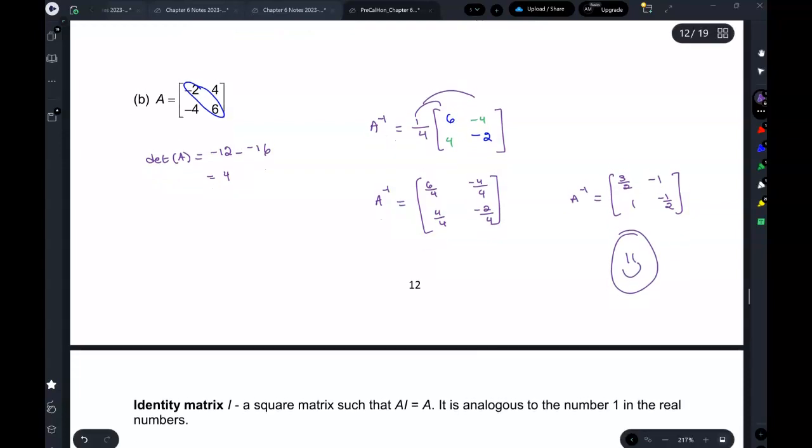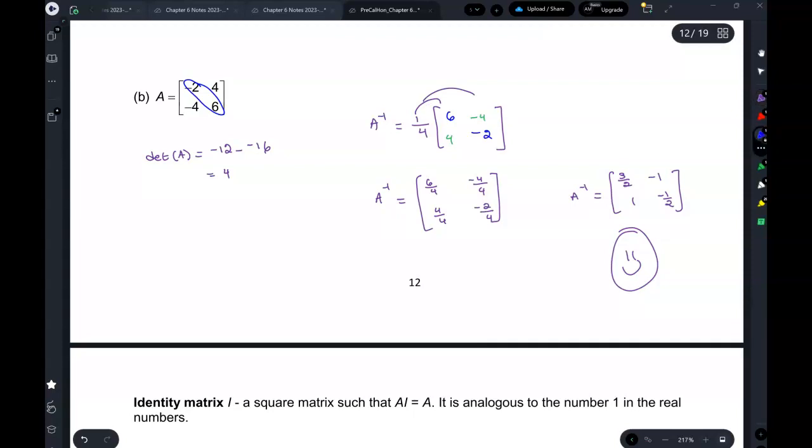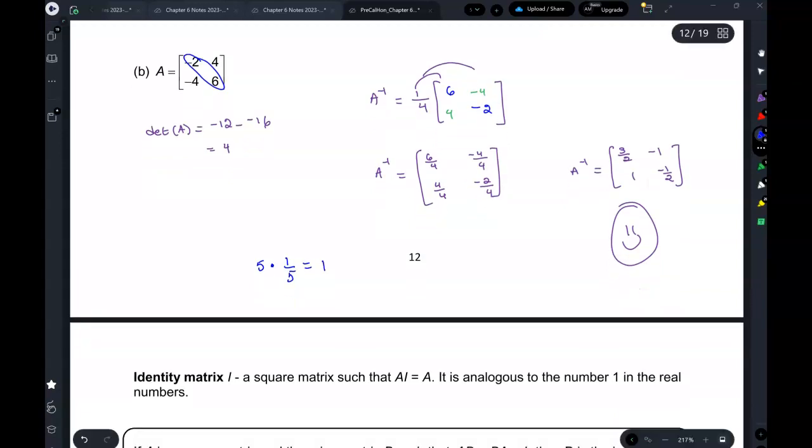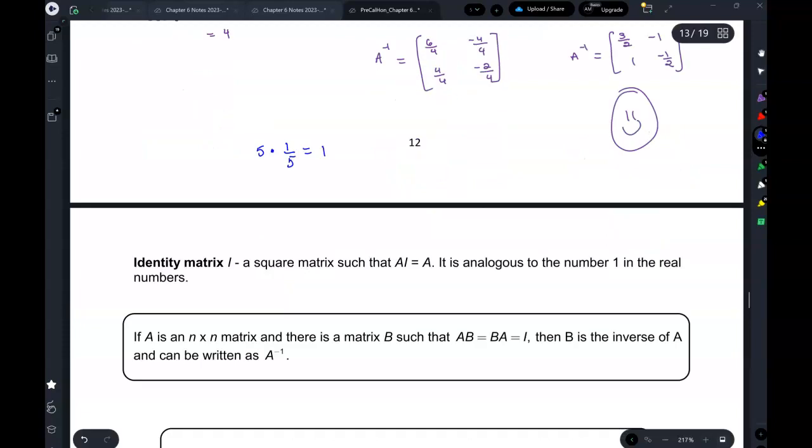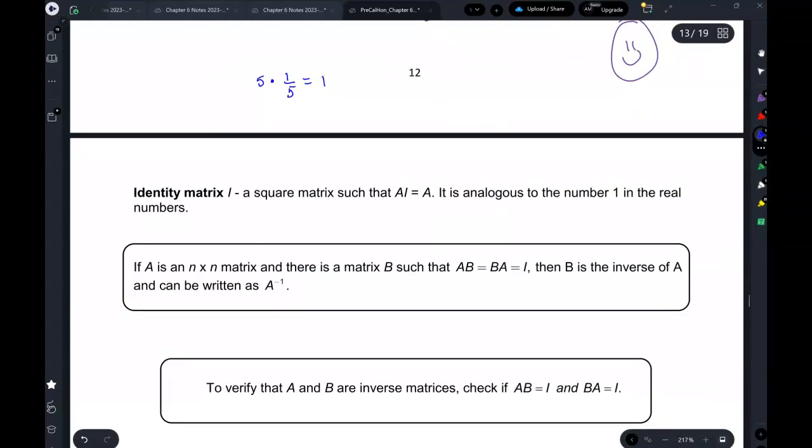Okay, so if you have a number 5 and you multiply it by its multiplicative inverse, what do you get? 1. So if you have a matrix and you multiply it by its multiplicative inverse, you should get what's analogous to 1 in the matrix world. That matrix that's analogous to 1 in the matrix world is the identity matrix.